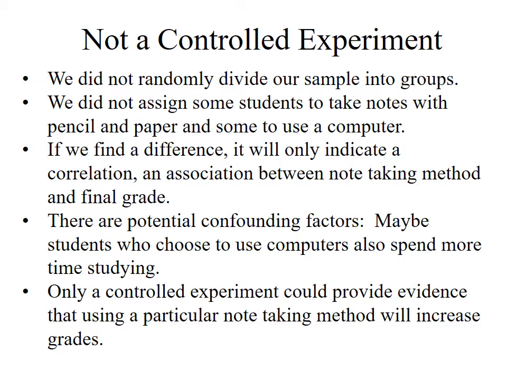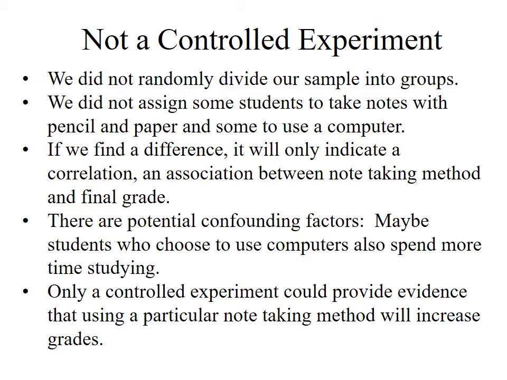As a result, if there's a statistically significant difference here, this is only going to tell us that we've got a correlation, an association between note-taking method and final grade. We can't conclude that one thing causes the other. We cannot conclude causation here because for a survey observational study, there are always confounding factors. In this case, maybe students who invest money in a nice computer to take notes on also invest more time in studying. There's a million different ways these things could be interrelated with each other.